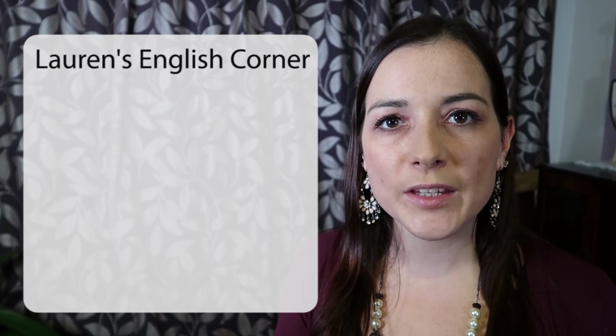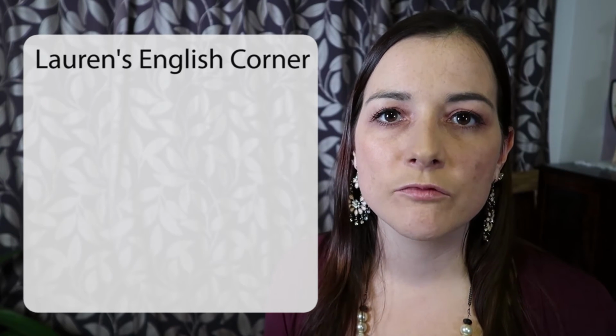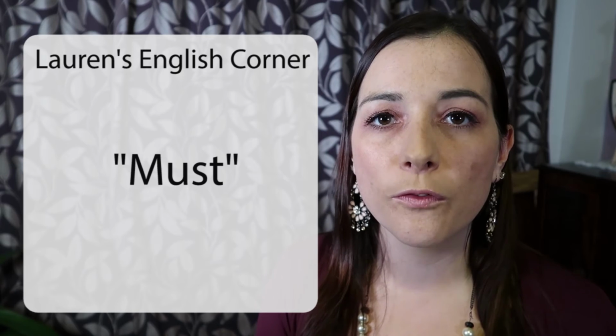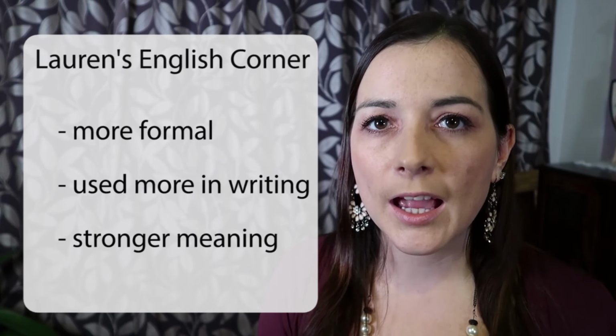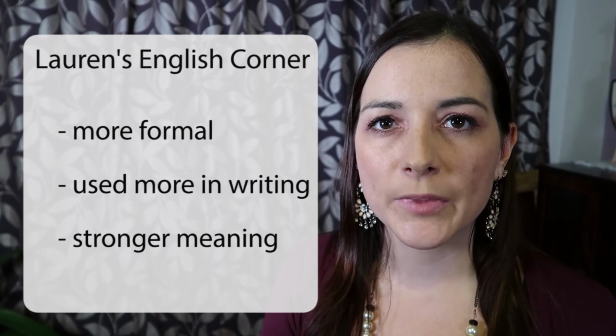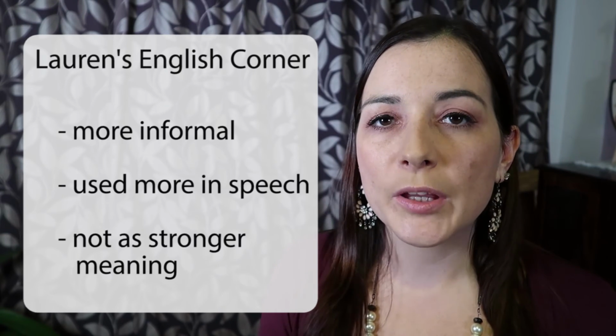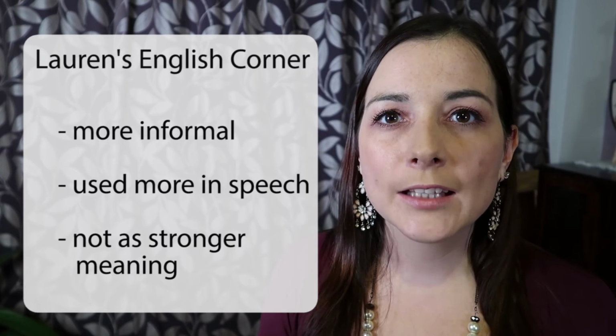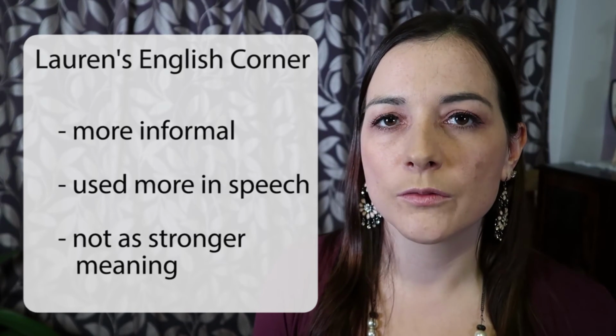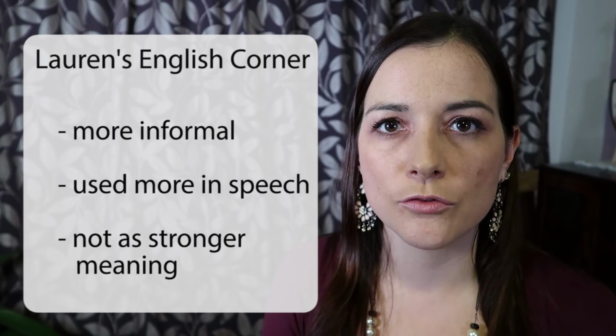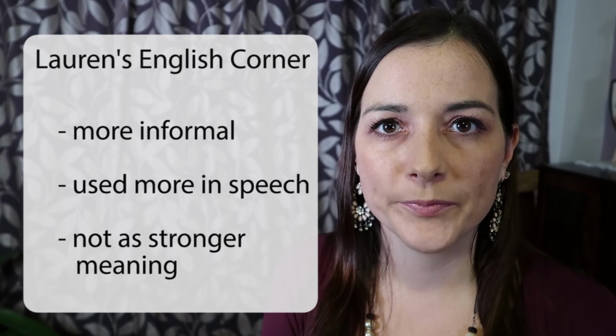So just from these few examples, we're showing that with must, it's more formal, it's used more in writing, and it has a slightly stronger meaning. With have to, it's used more in speech because it's slightly informal, and sometimes it's not as strong, but we want to try and give it a stronger meaning, that we have no choice.